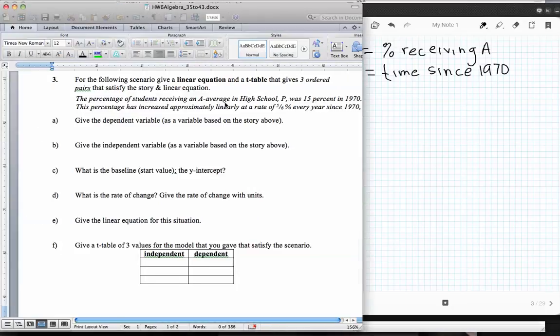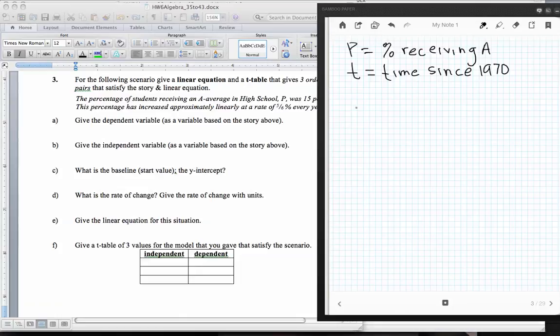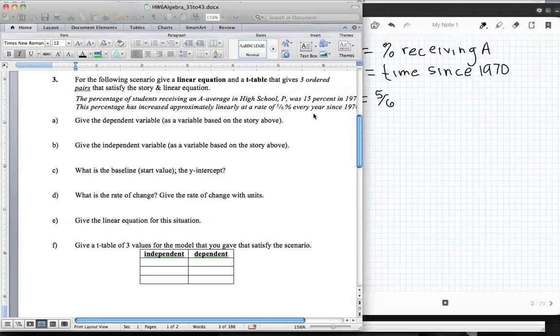So I'm actually given right here, this number right here, that's my increase approximately linearly at that rate. So that means that is my slope. And because these are percentages per year, my dependent is percent and my independent is years. So that's just giving me my units. So my slope is actually equal to 5/6 is what that's telling me. And then it says furthermore that 15% was the percentage in 1970.